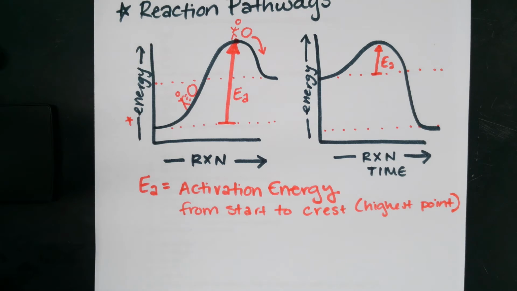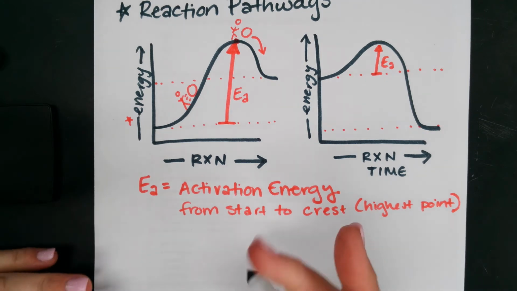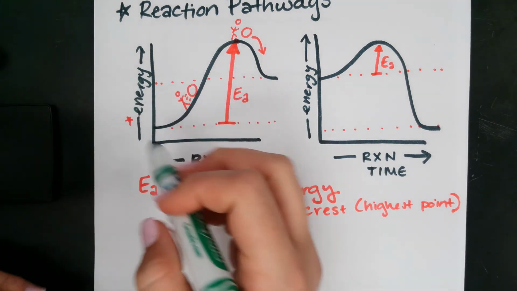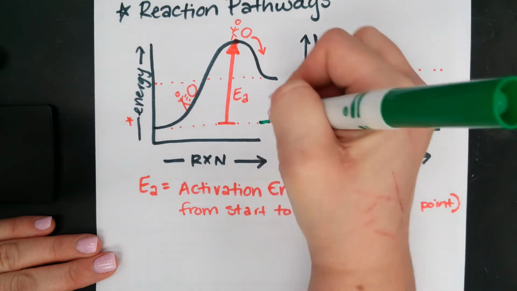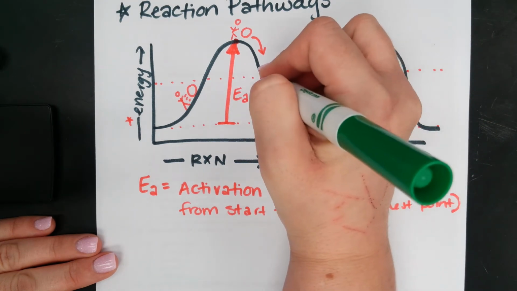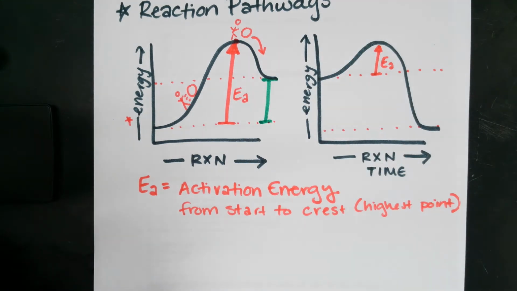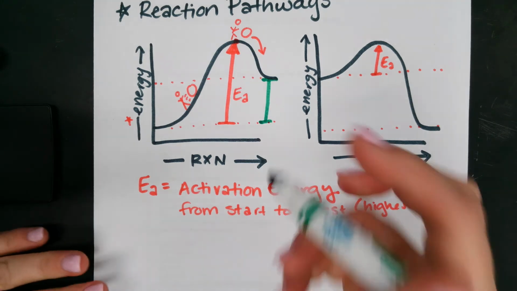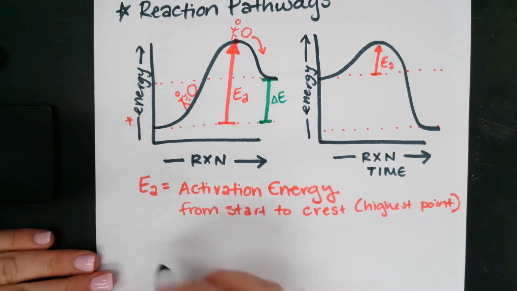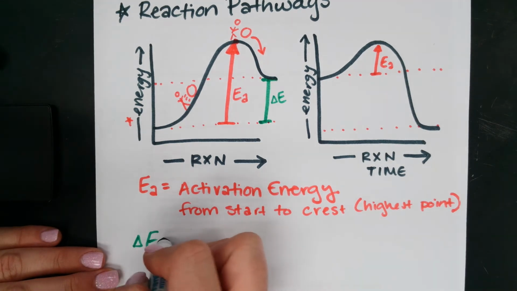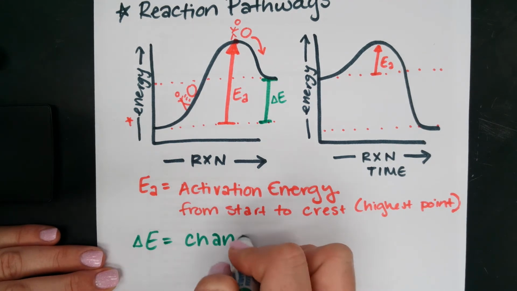Awesome. The other important part with this graph, and I'll go ahead and use another color, is going to be the difference from beginning to end. For instance, if we're looking at this first graph, this is where we started, and this is where we ended. For that one, this is going to be delta E. So delta E is our change in energy.